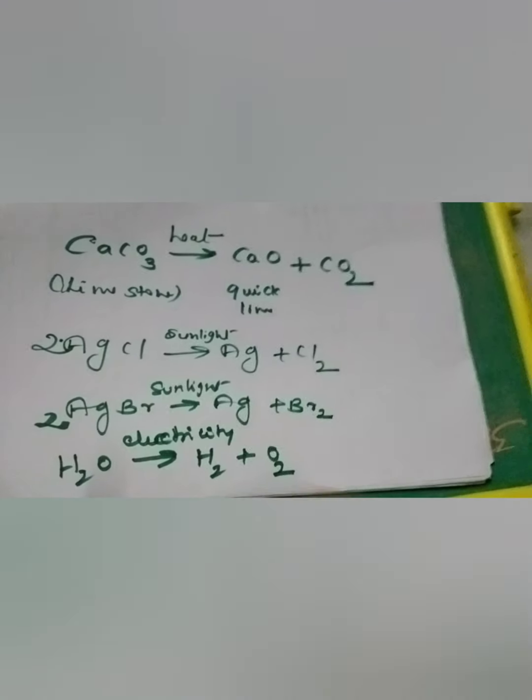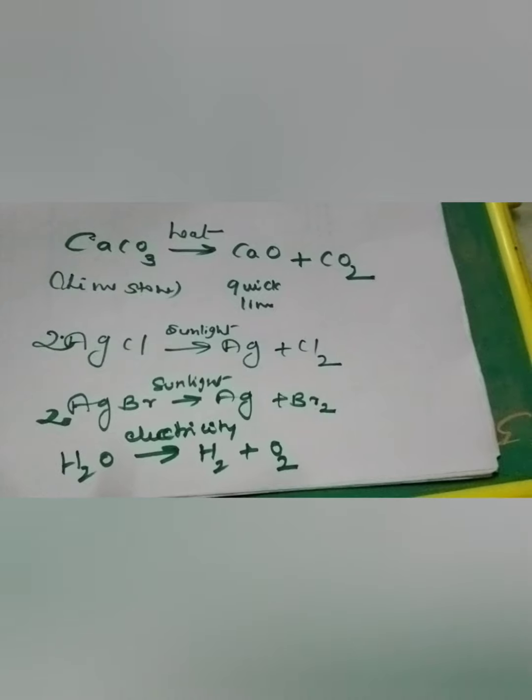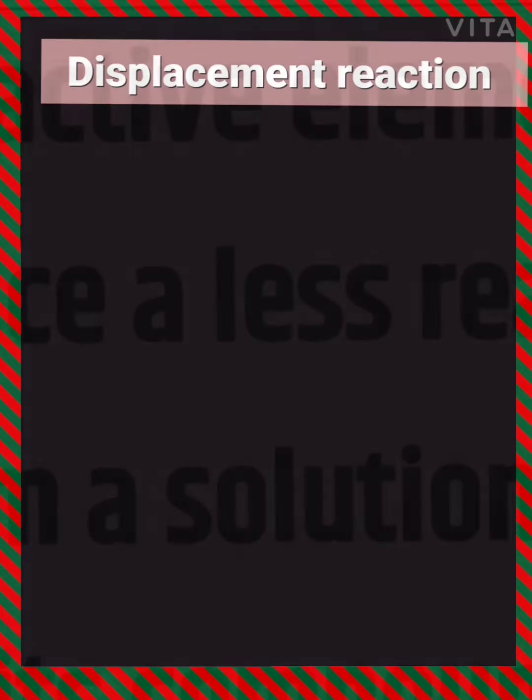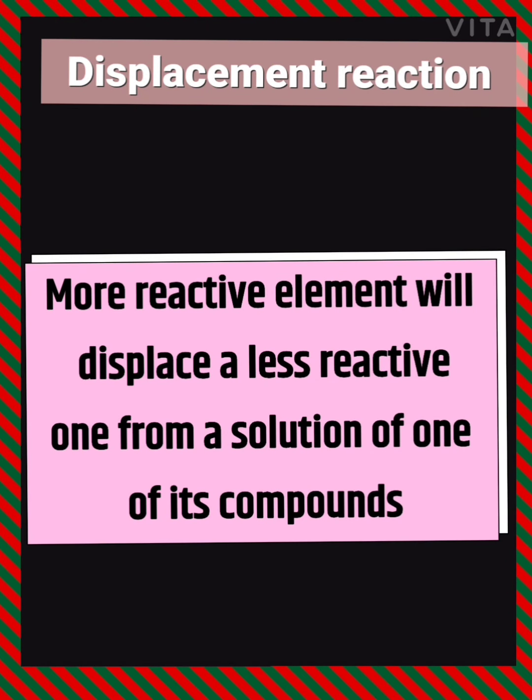Okay, it is exactly the opposite of combination. Combination says that a single product is formed from two or more reactants. Here one reactant breaks down into two or more products. Okay, let us see the next type of reaction, displacement reaction.